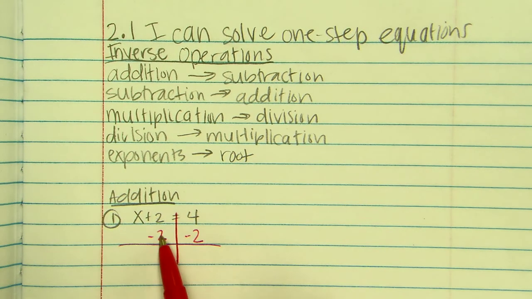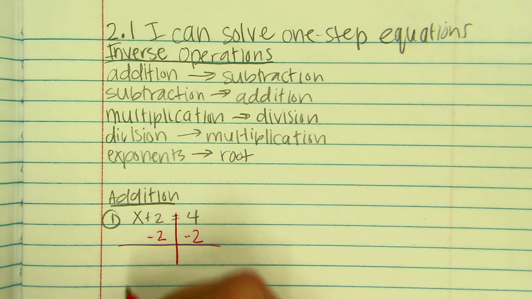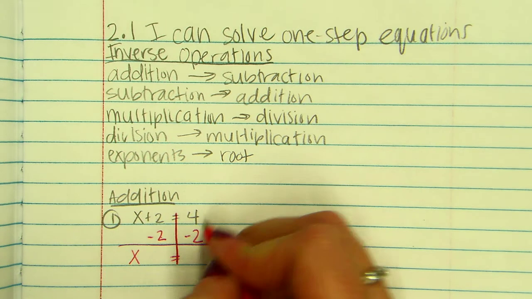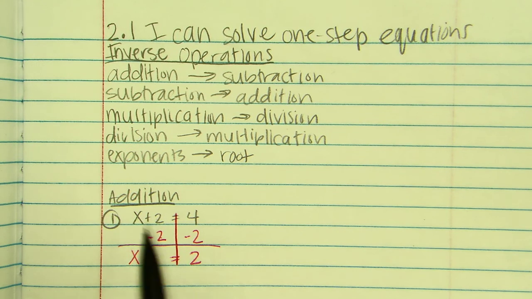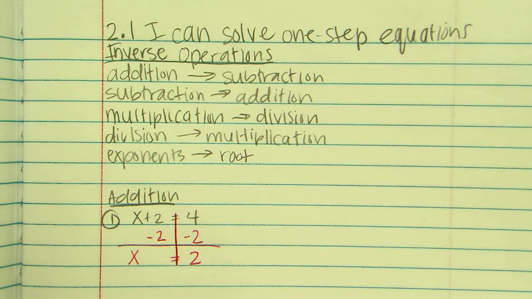2 minus 2 is 0, so this part goes away. I just have an x left over. And 4 minus 2 is 2. So we get x equals 2. We can check our work by plugging 2 back in for x. If I plug 2 back in for x, 2 plus 2 would equal 4. So the solution to this equation checks out.